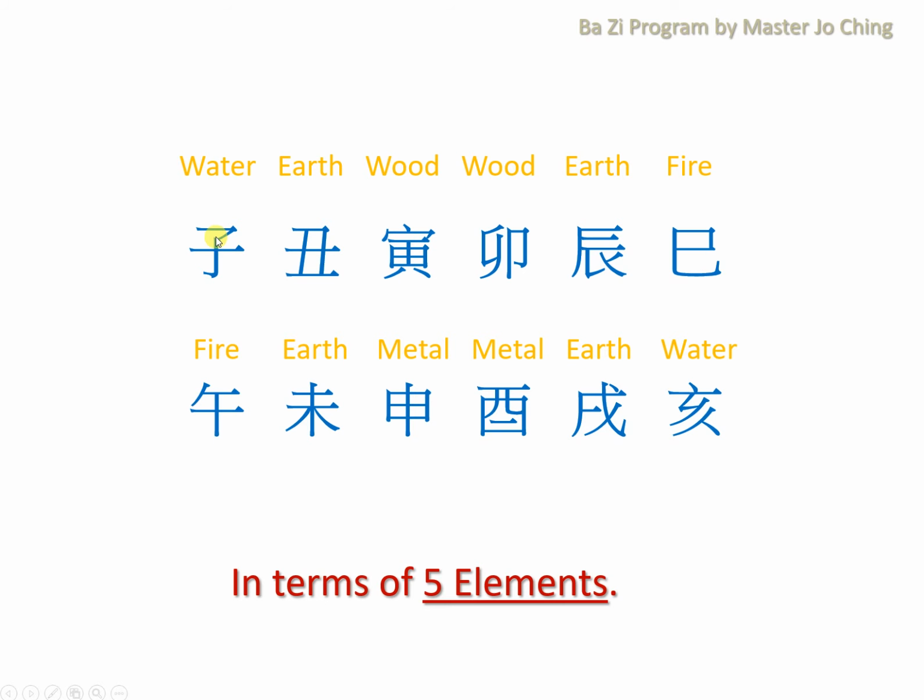For example, Zi is water. It's a fixed rule. It's known as yang water because this position is a yang position. Then you have Chou, which is earth, Yin is wood, Mao is wood, Chen is earth, Si is fire, Wu is fire, Wei is earth, Shen is metal, You is metal, Xu is earth, Hai is water.